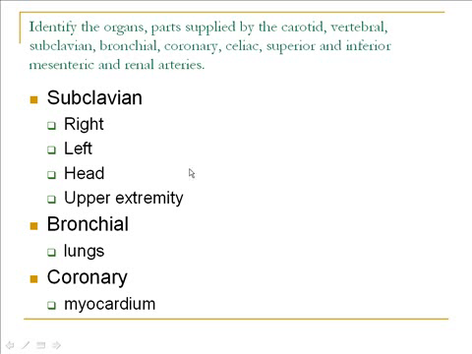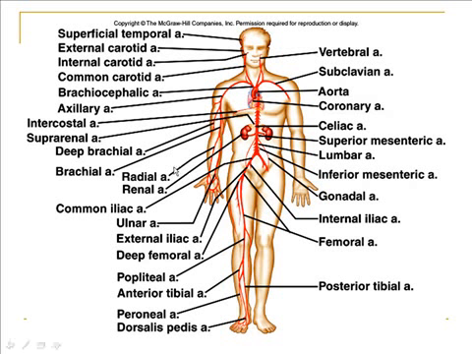Now, we'll go to this picture here because we're going to look at the subclavian. And you can see the subclavian here. All right, and we have two branches actually, right and left. And then they feed up to the arms, the upper extremities, and of course, they have the carotid arteries which branch off them and go up to the head.